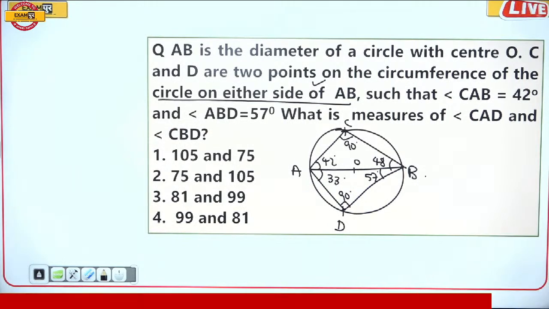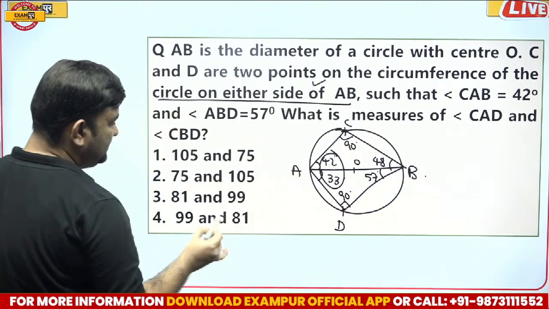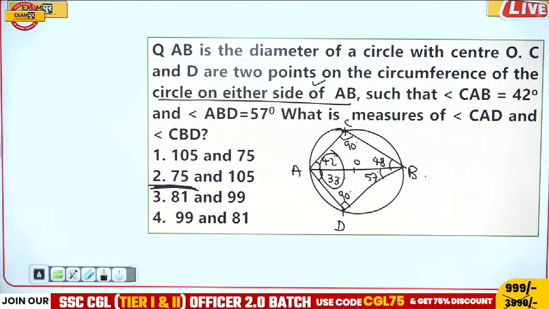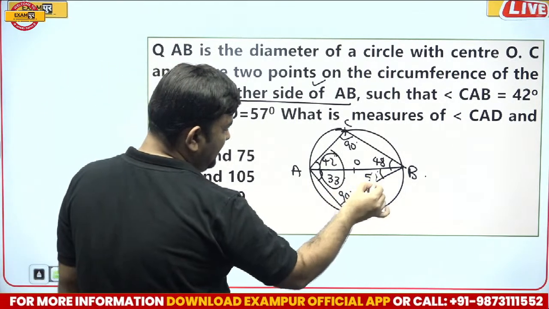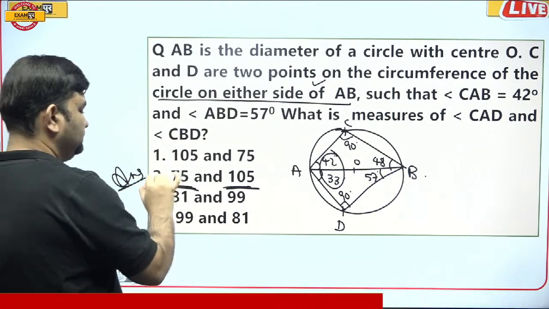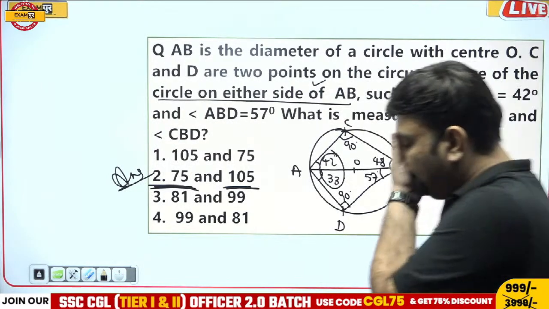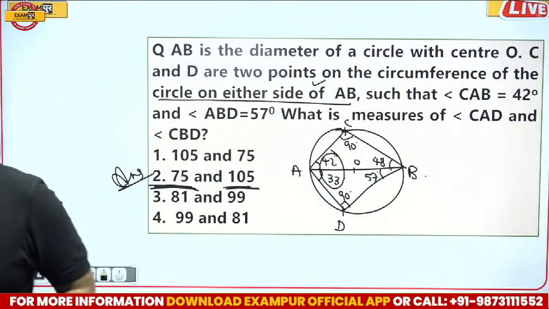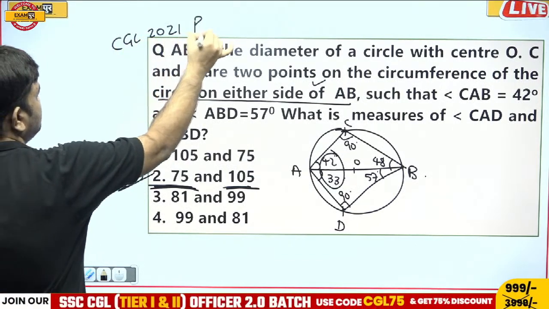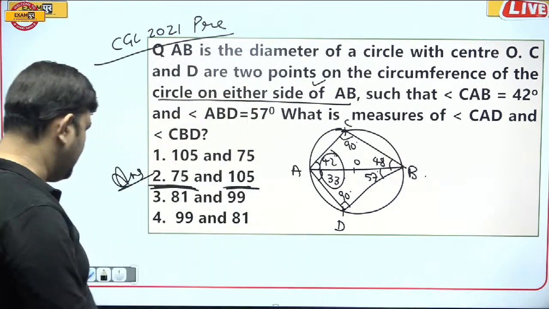What is the measure of angle CAD? Angle CAD complete is 75. And what is the measure of angle CBD? CBD complete is 105. Answer. CGL 2021 pre. Next.